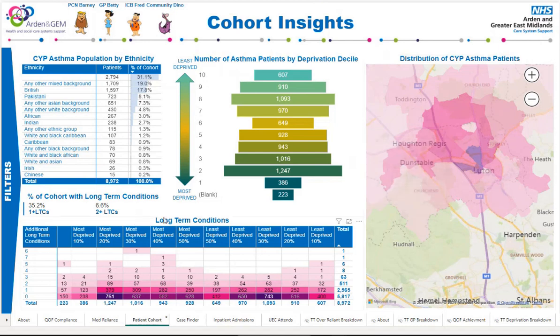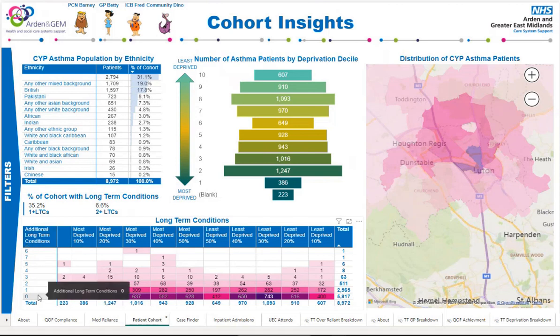We can also see about long-term conditions. So this was something one of our clinicians who was assisting with this work pointed out, that for a lot of conditions, they go hand in hand with other long-term conditions. So he asked for this to be added in, and he was quite struck by how few patients had additional long-term conditions. So we can see we've got 35.2% had one or more long-term condition, and only 6.6% had two or more long-term conditions. It's plotted on a graph here.